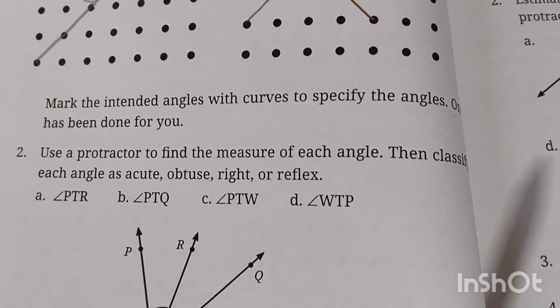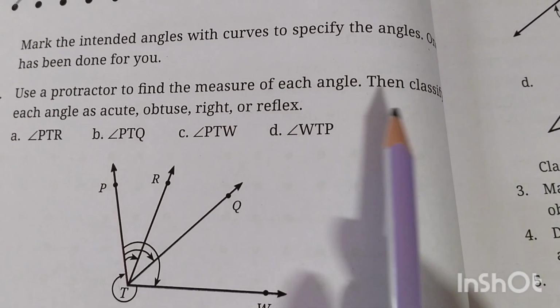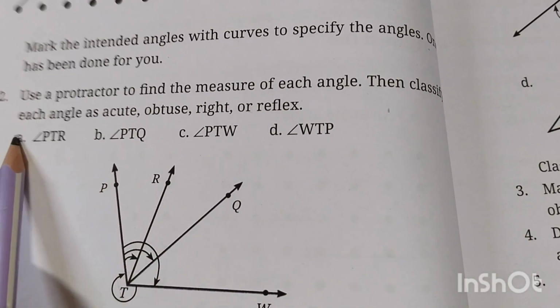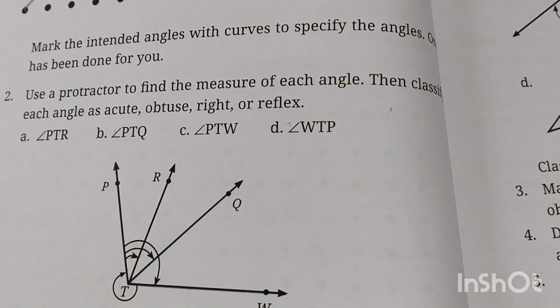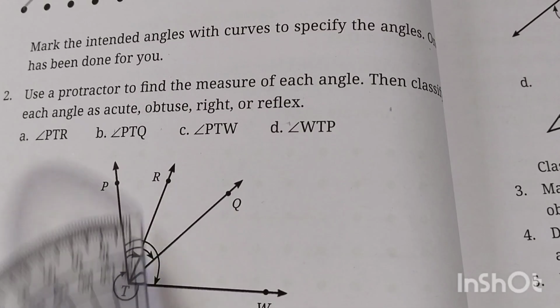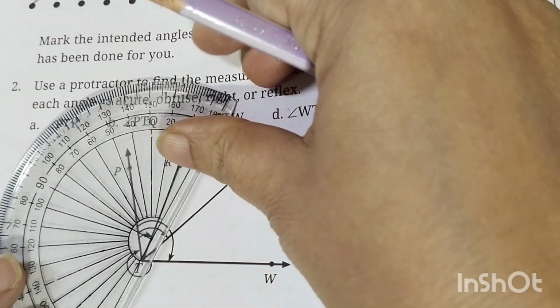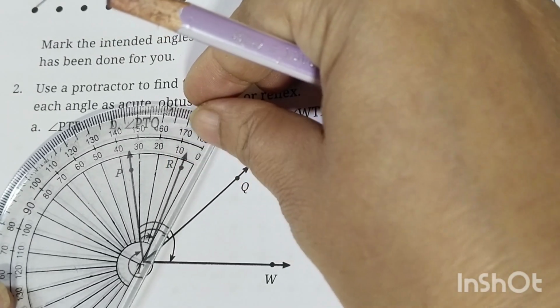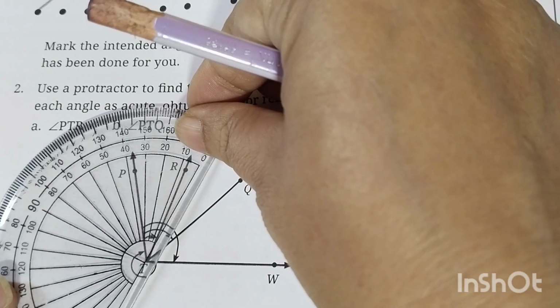Now use a protractor to find the measures of each angle. Then classify each angle as acute, obtuse, right or reflex. So the first one is angle PTR. Now look here, PTR. Place your protractor like this, the ray TR on the zero line.